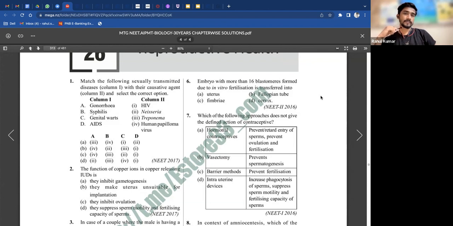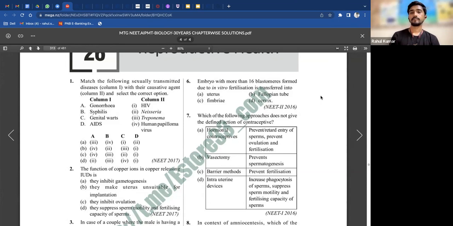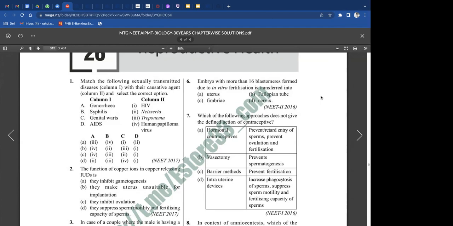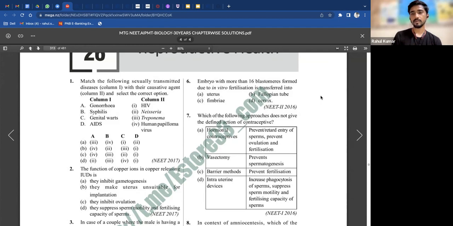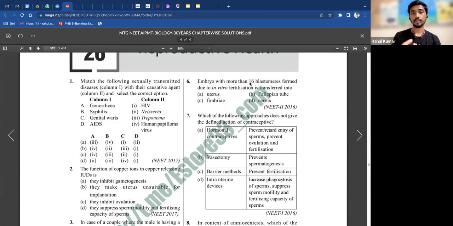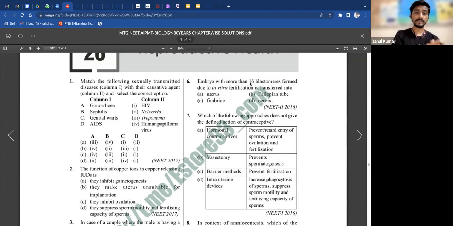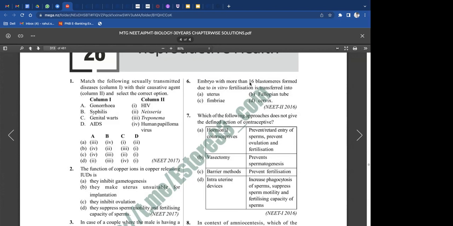What are blastomeres? Blastomeres are individual cells in an embryo which develop through cleavage. When it is a four-celled embryo, we say that embryo has four blastomeres. So 16 blastomeres means a 16-celled embryo. This is just to confuse you. So after 8 onwards, we have to put it in the uterus, because in the uterus it will be embedded, right? In the fallopian tube, it should be the early embryo, like early zygote. 1 cell, 2 cell, 4 cell can be placed in the fallopian tube. Okay. So the answer is uterus.